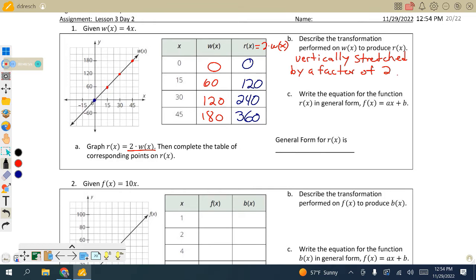15, 120. 30, can I get 240 on there? Yeah, it's the top one. Is it the top one? Mhm. All right. 30, 240.